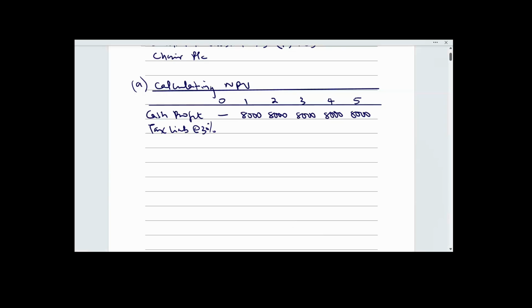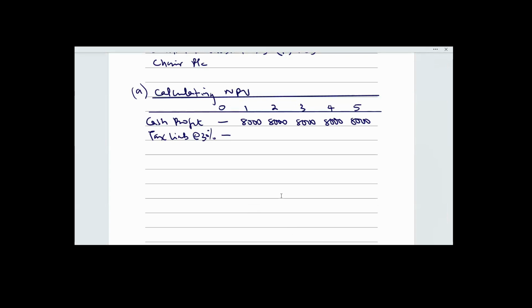When am I supposed to pay the tax? Is it in the current year or 1 year in arrears? You can see in this question, the examiner is silent. You are not told whether tax is paid in the current year or 1 year in arrears. That means you are going to assume tax will be paid in the year the profit is earned. Therefore, we need to multiply 30% on 8,000 for each year. So 30% of 8,000 should give us 2,400.